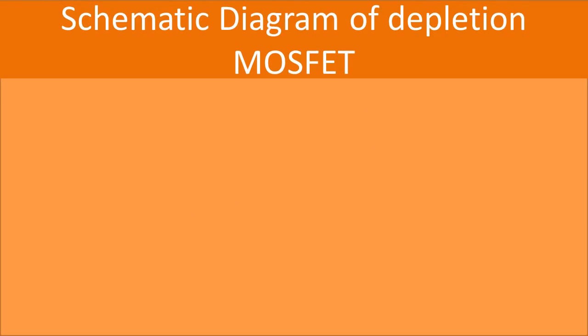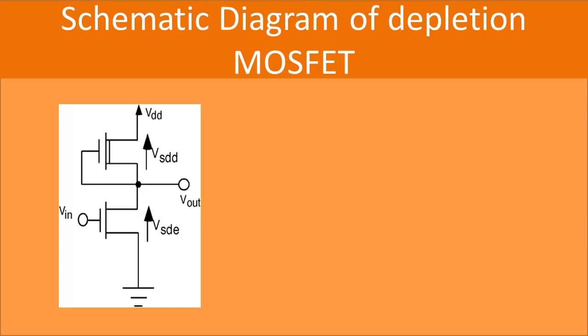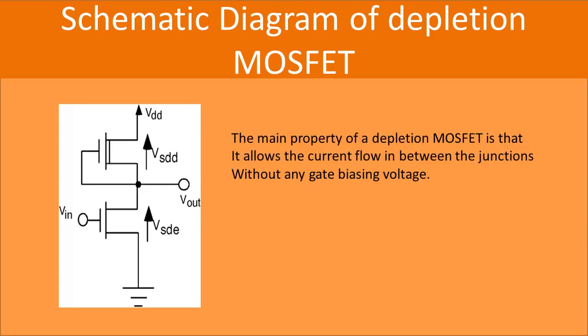We now begin with the schematic diagram of the depletion MOSFET. The depletion MOSFET is shown in the figure. It contains a depletion region which allows the current to flow between the junctions without any gate biasing voltage. This is because of the channel which is present in the depletion MOSFET. Hence, it does not require a gate biasing voltage.